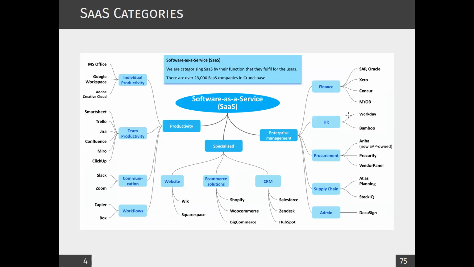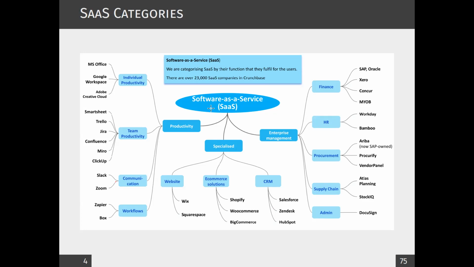Now, just to give you some examples, in the software as a service category, there are many applications now available online. For example, if you think about user productivity, we can think of Microsoft Office: we have 365, Google Workspace, and Adobe Creative Cloud. So these are individual productivity tools.